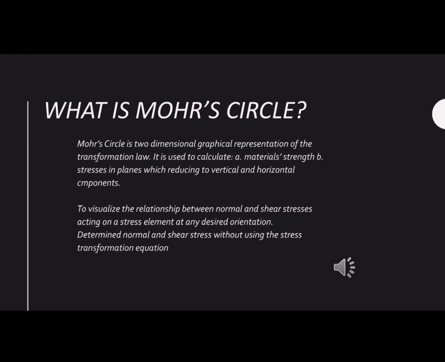Next, my point is about what Mohr's circle is. Mohr's circle is a two-dimensional graphical representation of the transformation law. It is used to calculate material strength and stresses in planes, reducing to vertical and horizontal components. It visualizes the relationship between normal and shear stresses acting on a stress element at any desired orientation. It determines normal and shear stress without using the stress transformation equation.